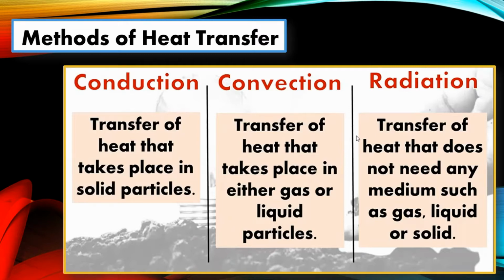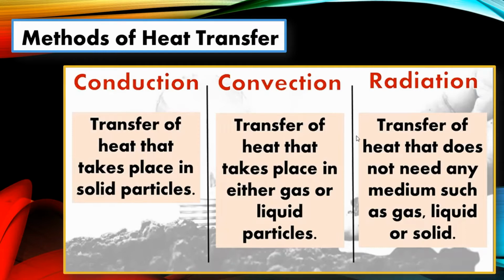Methods of heat transfer. First, we have conduction. Conduction is the transfer of heat that takes place in solid particles, meaning we have a source of heat, such as a flame or fire. The heat will transfer to solid particles, and those solid particles must be attached or very close to the source of heat, and that's what we call conduction.